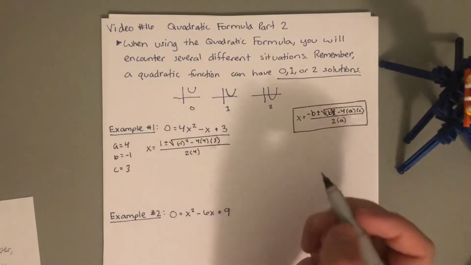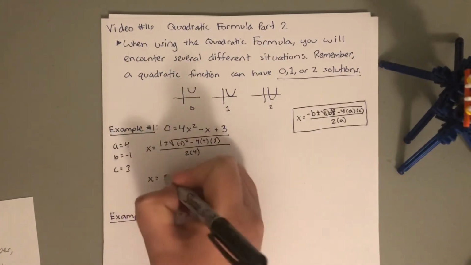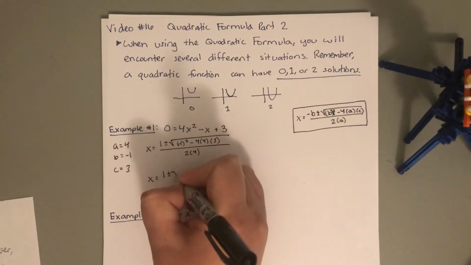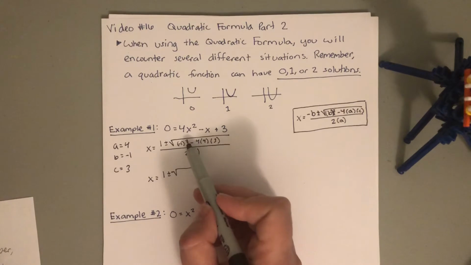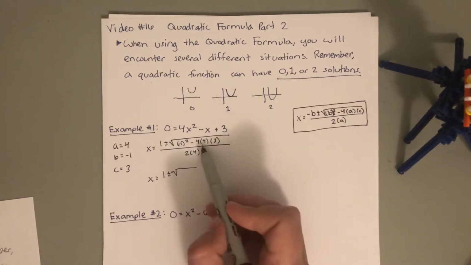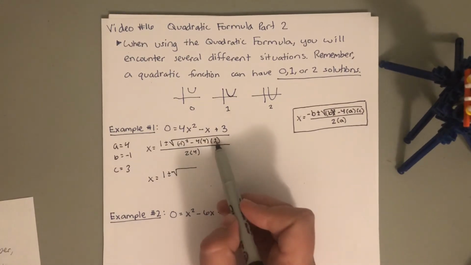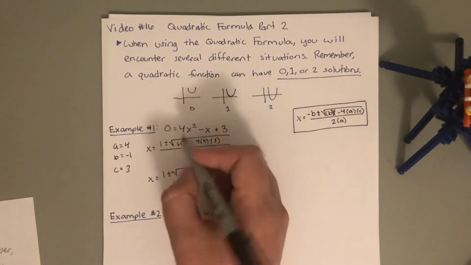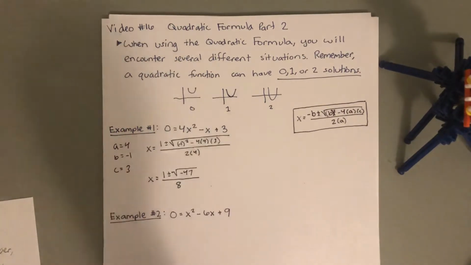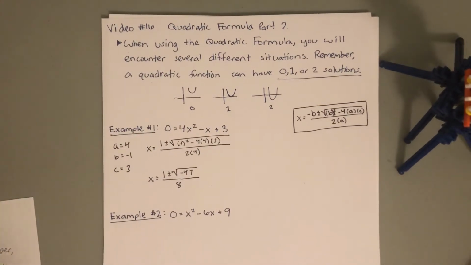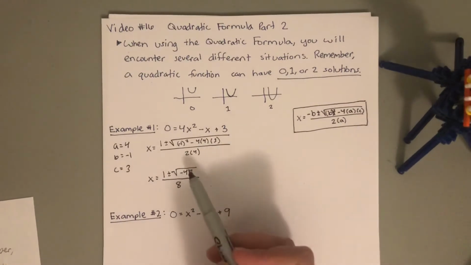Okay, so now when we look at that, we can simplify it. -1 squared is 1, because -1 times -1 is 1. And 4 times 4 is 16, times 3 is 48. So 1 minus 48 is -47, all over 8. Now we have a problem. We've said before that you cannot take the square root of a negative number. And here we have the square root of -47.